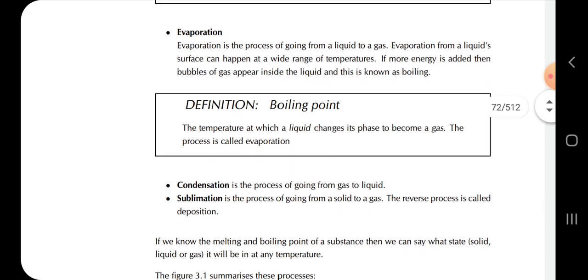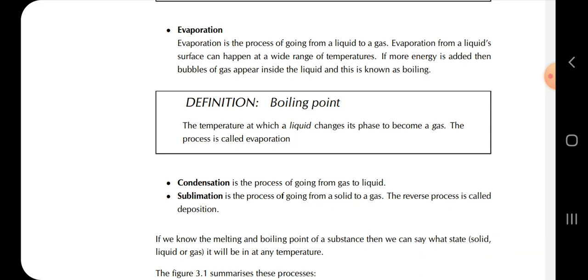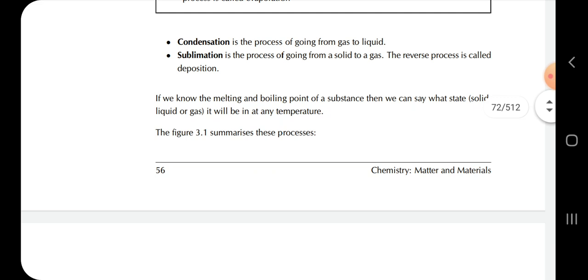And then you need to know evaporation, the temperature at which a liquid changes its phase to become gas. The process is called evaporation. Condensation is the process of going from a gas to a liquid. Sublimation is the process of going from solid to gas. The reverse process is called deposition.